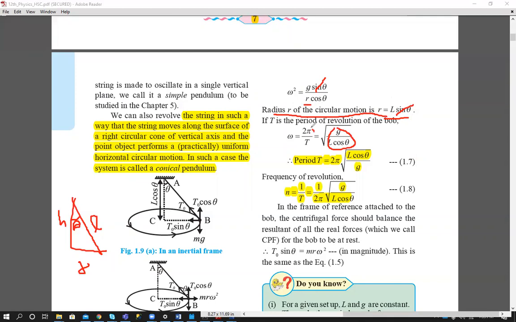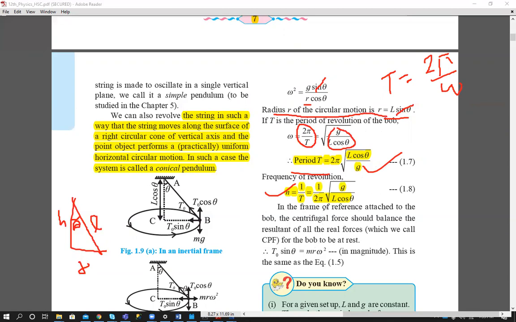And we know that omega is 2 pi upon capital T, or T equal to 2 pi upon omega. You know that. We already discussed all these formulae at the start of the chapter. In this way you can get the time period of the conical pendulum, and we know that frequency is the reciprocal of time period. That's why n equal to 1 by T, 1 by 2 pi, and just replace, invert all this.